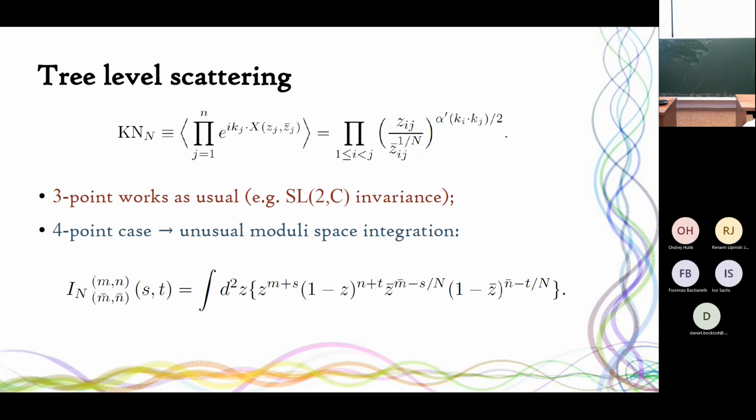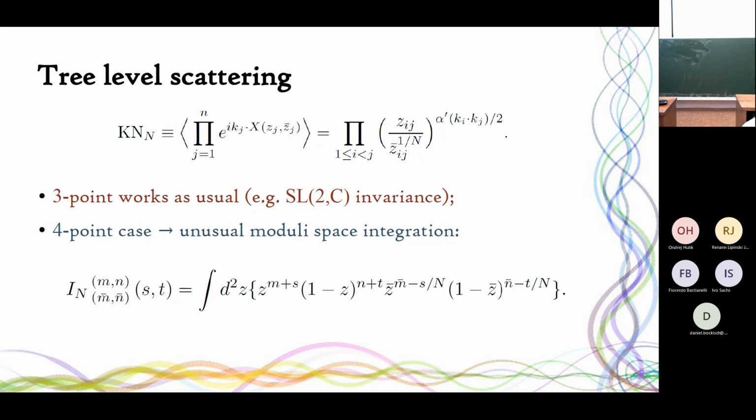If you use these things, you can compute three-point amplitudes. It works as in the usual string theory. You have SL2 invariants. You can fix the positions of the vertices. But for the four-point case, this is the kind of integration you have to solve. And you see, this is highly ill-defined, let's say, because of the branch cuts. For example, look at this. M and M bar are integers, so they're fine. But you see here, I have z to the s, and I have here z bar to the minus s over n. So this thing has a lot of branch cuts.